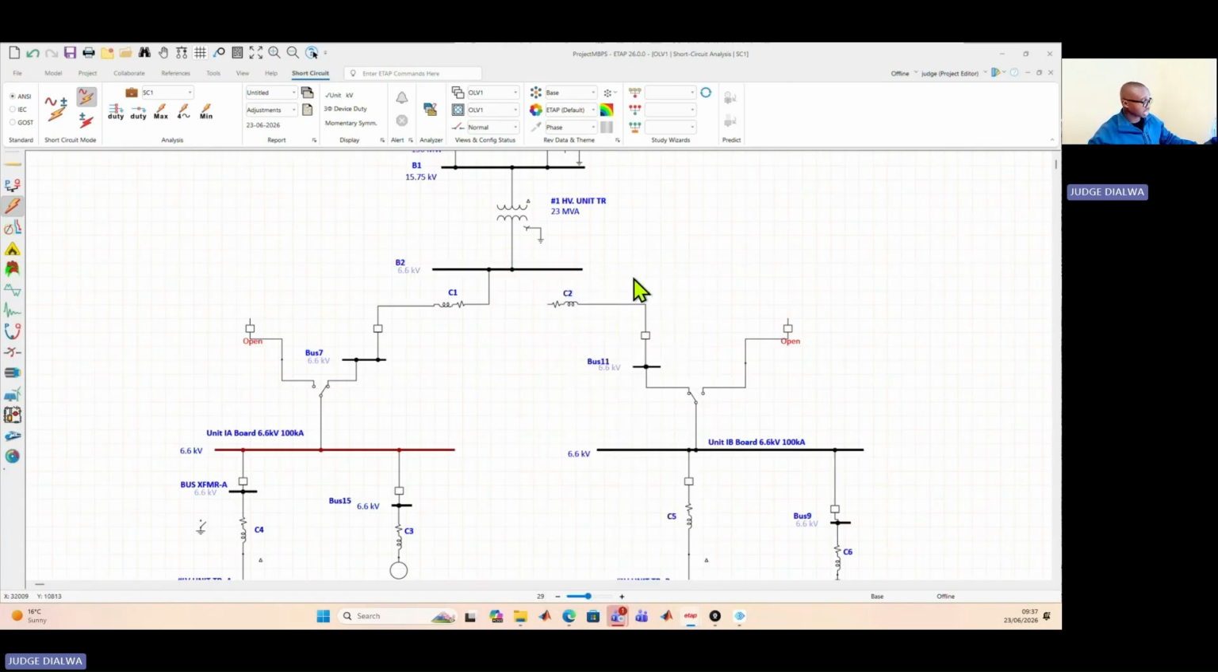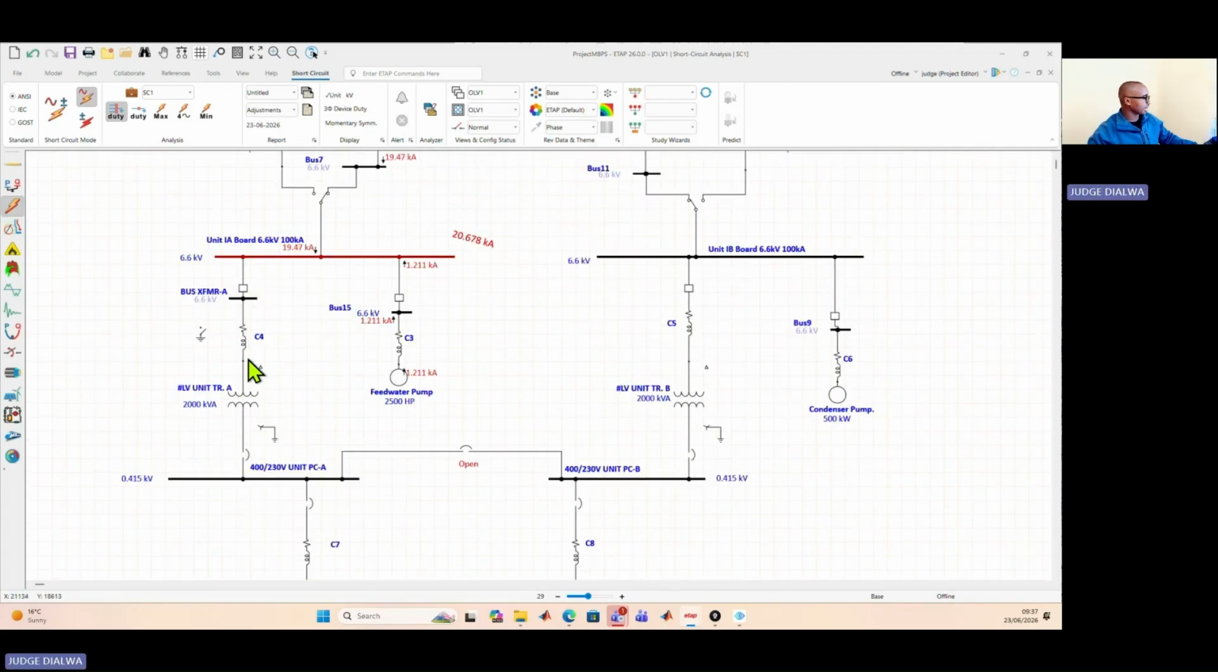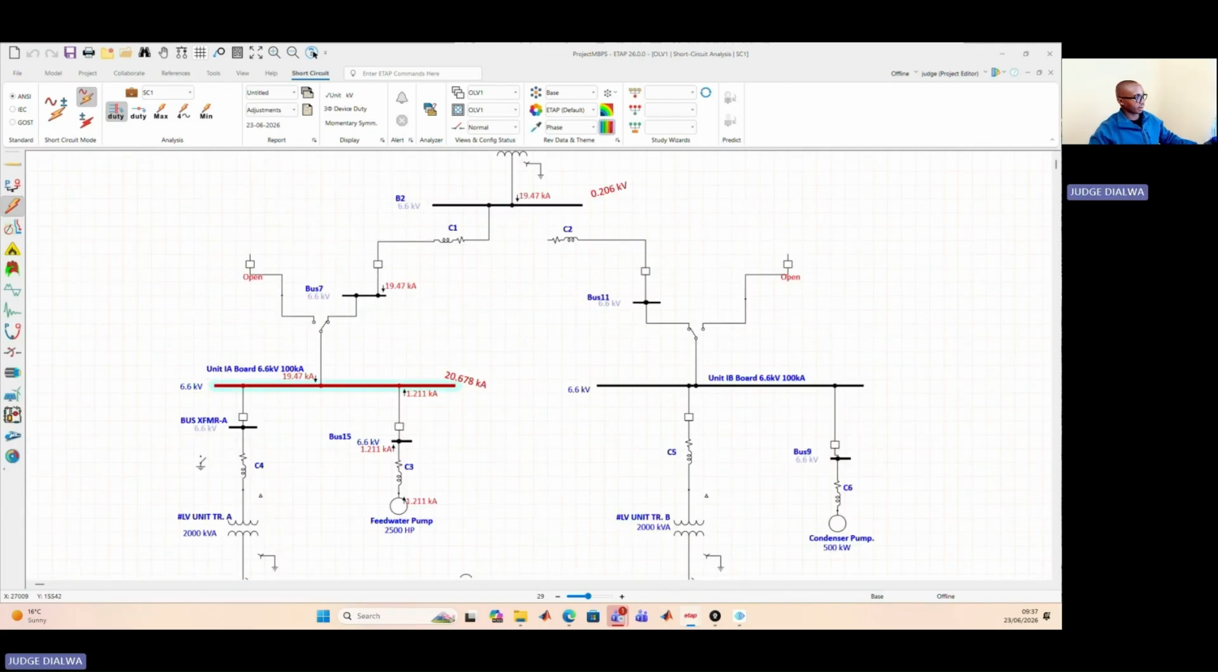So remember, our calculations gave us 20.678. We'll run the short circuit study and see how much we get. And there we go, 20.678. And like I said, this branch does not contribute to the fault current at this bus. Why? Because our transformer is unloaded. There's no voltage source behind the impedance of this branch, hence why we can see there's nothing being contributed by this branch. Okay, so again, our hand calculation matches our ETAP results.